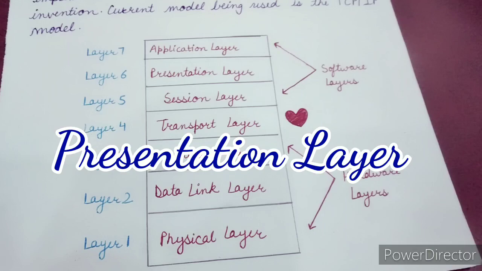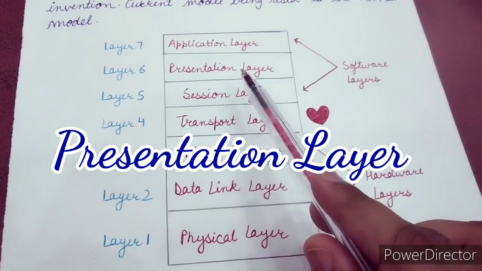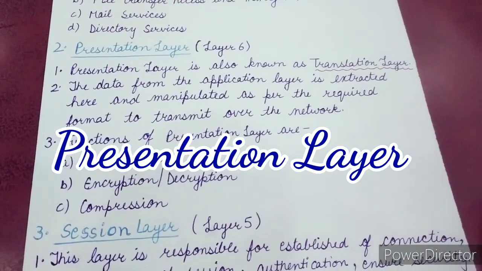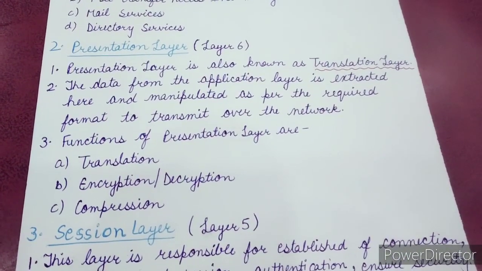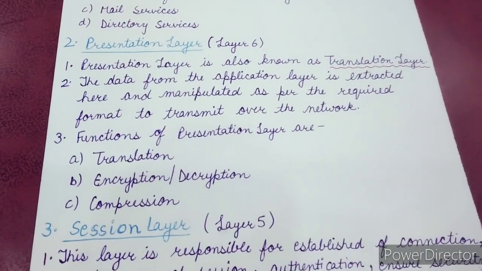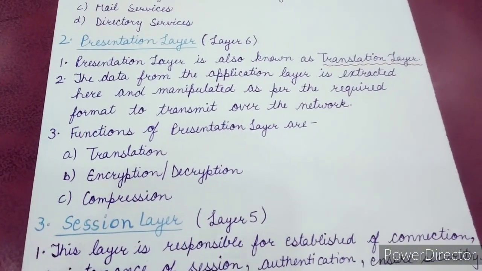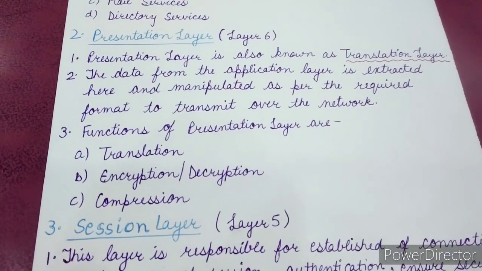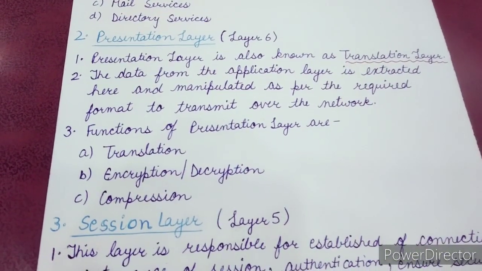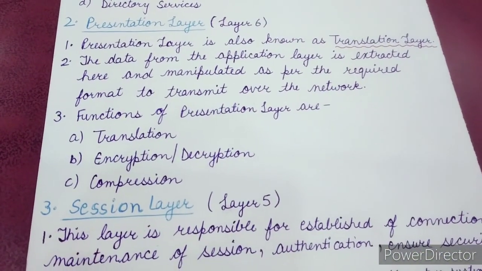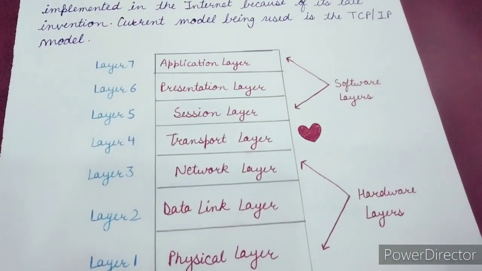Now moving further, layer 6, the presentation layer. The presentation layer is also known as the translation layer. When the data from the application layer is transferred to the presentation layer, the data is manipulated as per the requirement. The main functions of the presentation layer are translation, encryption and decryption, and compression.